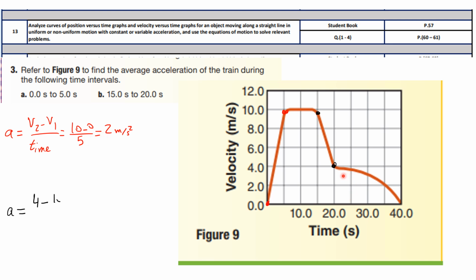Going to the next one, I choose these 2 points in the black. So again, V final, which is 4, minus 10. So V final minus V initial over T final 20 minus T initial 15, which is 5. So the acceleration is negative because it's going down. So minus 1.2 meters per second squared.